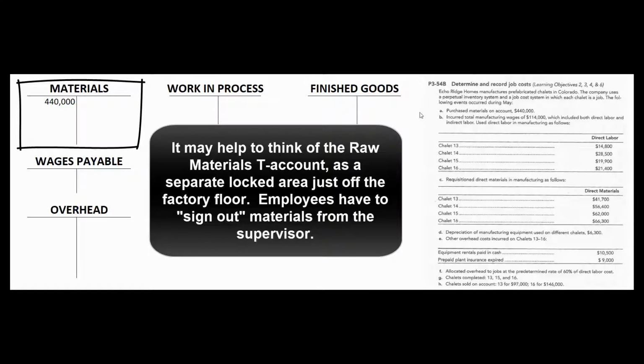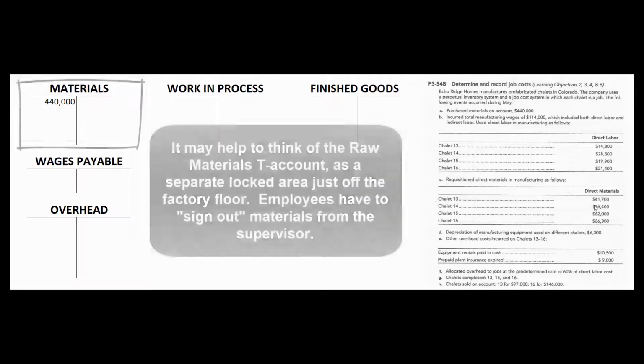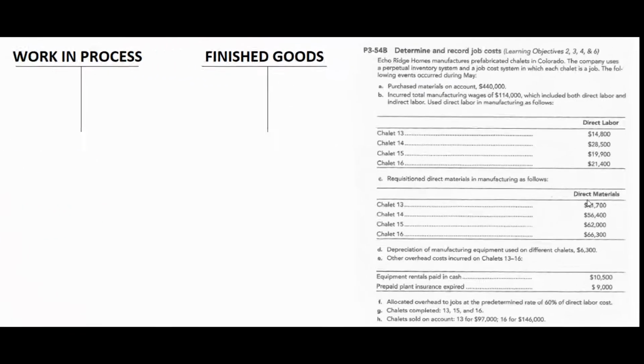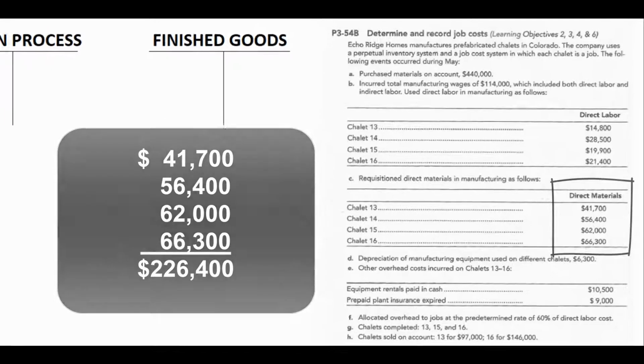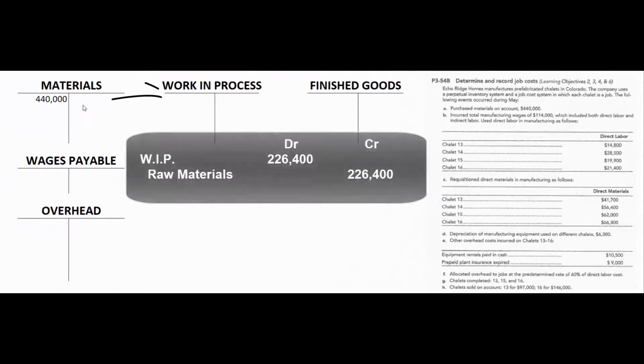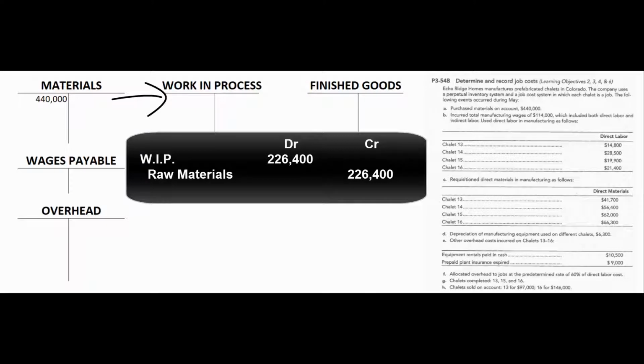Let's skip over part B for now and go right to the materials. When our workers take materials to the job site, they sign them out. Let's say Ralph is in charge of that. So he keeps track of what materials went to which jobs. If you add all these up, you should get a total of $226,400. So we're going to move $226,400 out of materials into work in process.